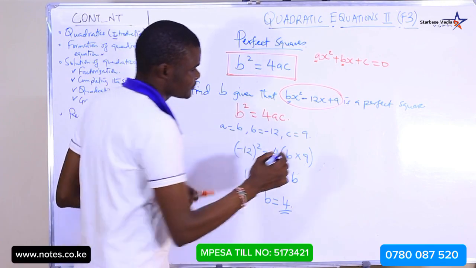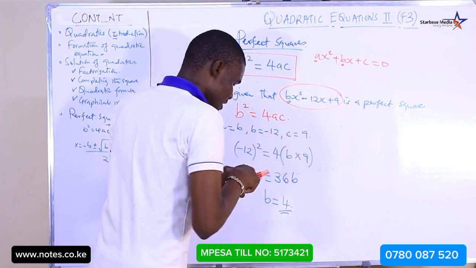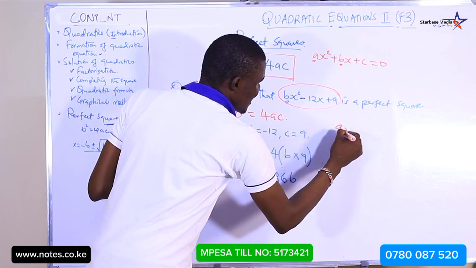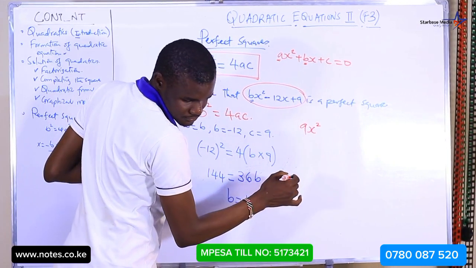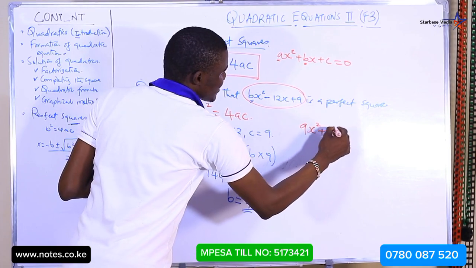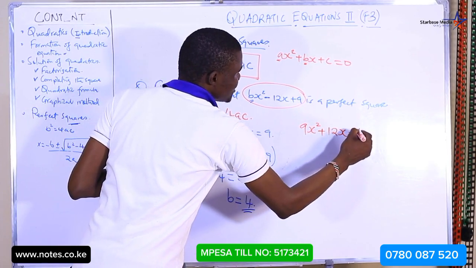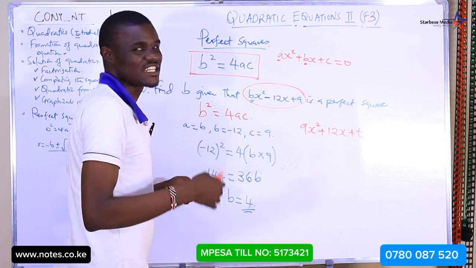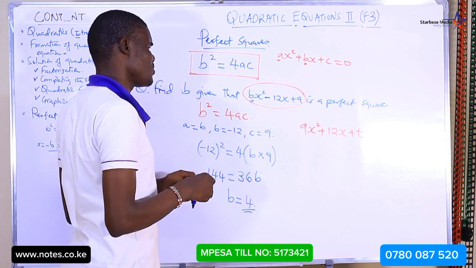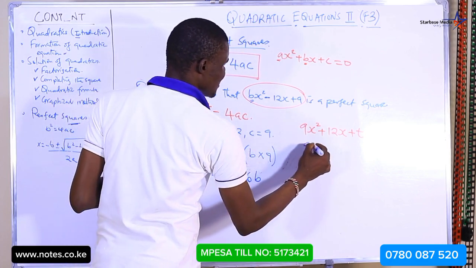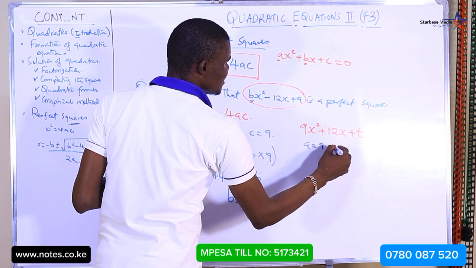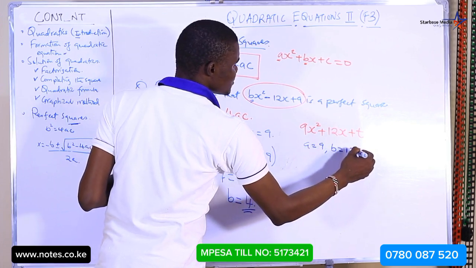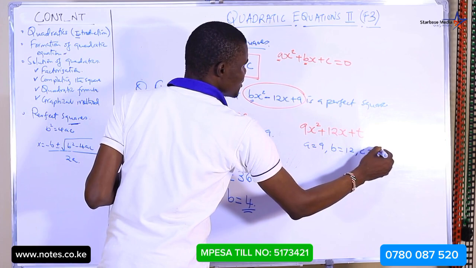Another example. Given that 9x, wacha niandike na red ndio muone mzuri. 9x squared plus 12x plus t is a perfect square. Find t. Simple. You just collect the data. Unasema A ni nini? Ni 9. B ni nini? Ni 12. C ni nini? Haujui, ni t.